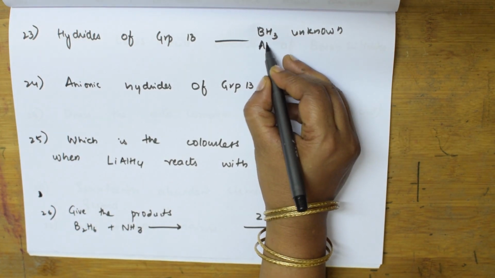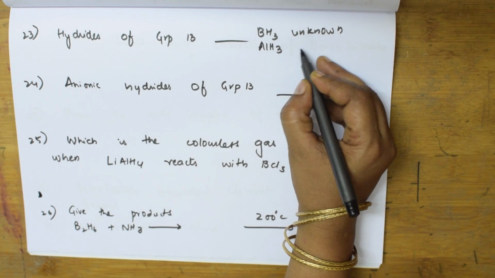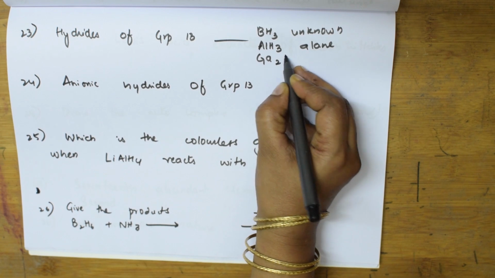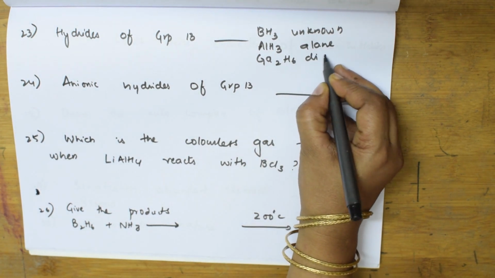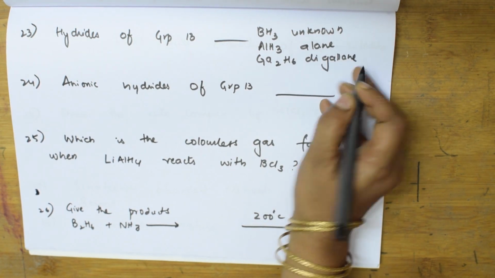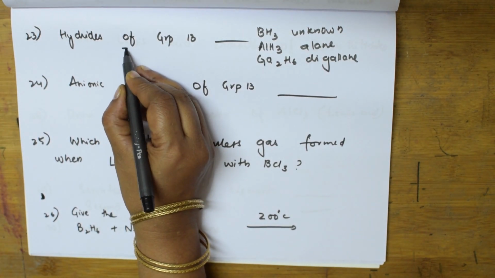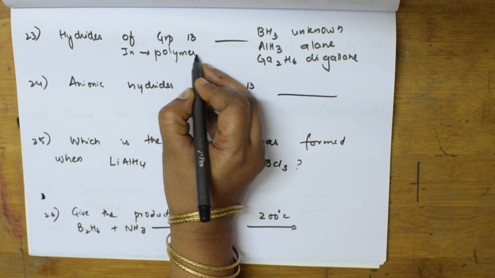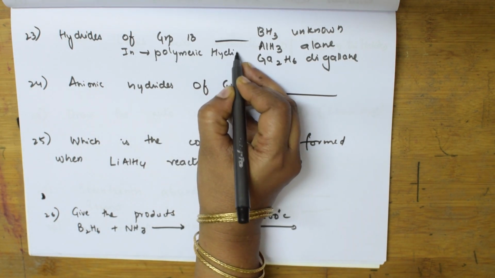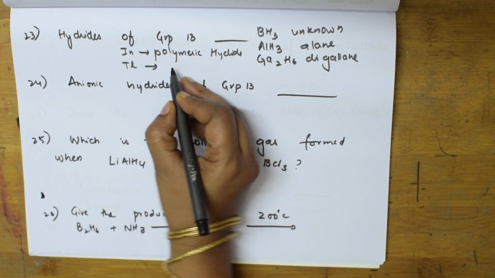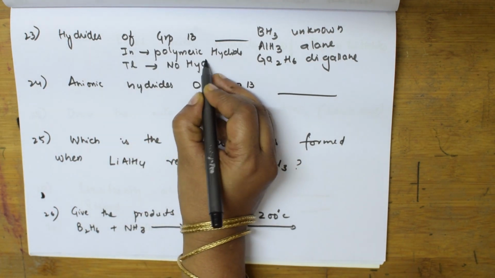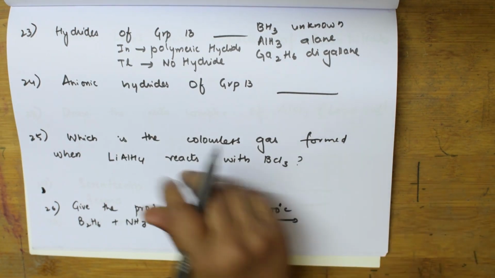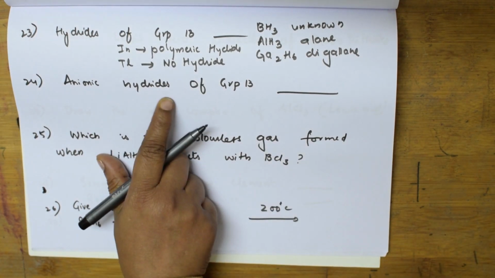Now, the next hydride of group 13, AlH3. What is the name of this? This is called alane. Next one, Ga2H6. What is this called? Digalane. Remember this for the option. Let me write here: indium. What type of hydride does it form? It forms polymeric hydride. Remember this. Next one, thallium. It does not form a hydride. So if they ask you which among the following is the hydride of thallium, it does not form any hydride. Remember that. Next important, anionic hydrides of group 13.